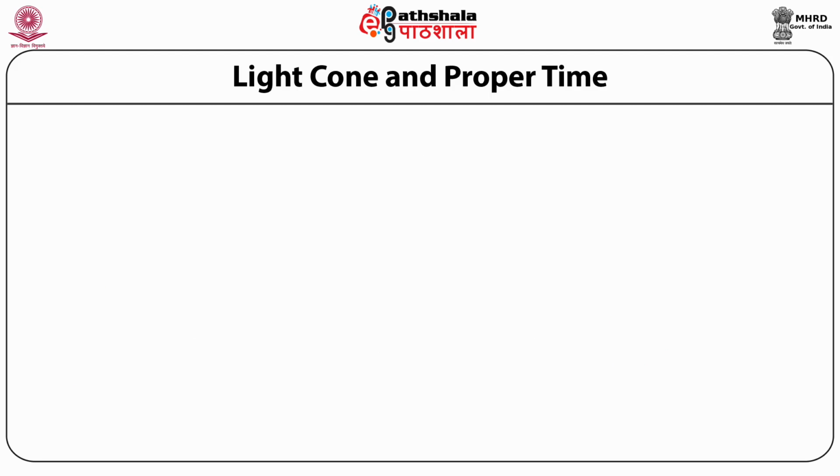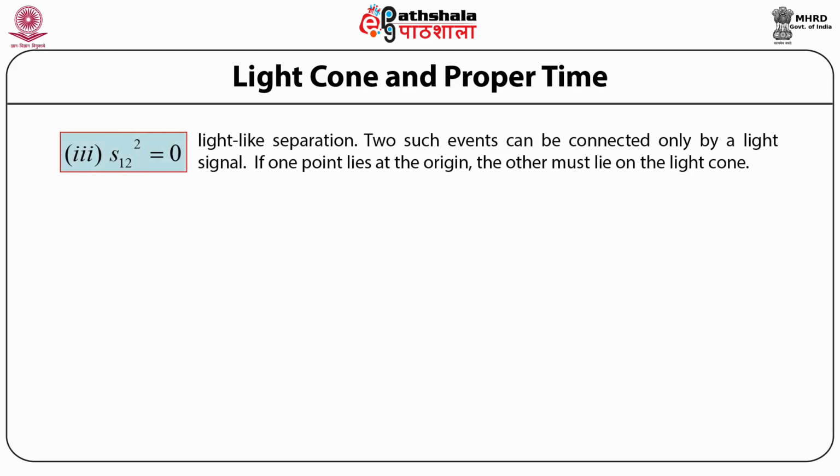Light cone and proper time. The third of the possibilities that we were discussing is that s12 squared is equal to 0, and this is referred to as light-like separation. For this condition, the two events can be connected only by a light signal. That is, if one point lies at the origin, the other must lie on the light cone, that is, on the axis which defines the light cone.